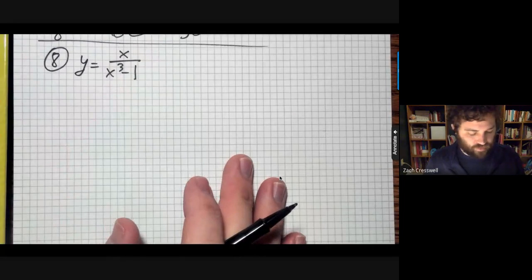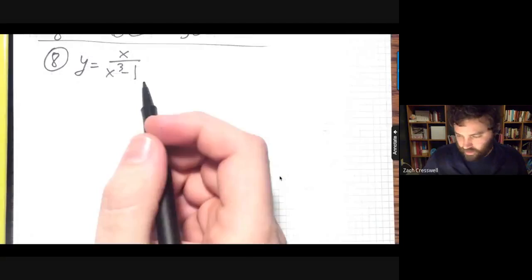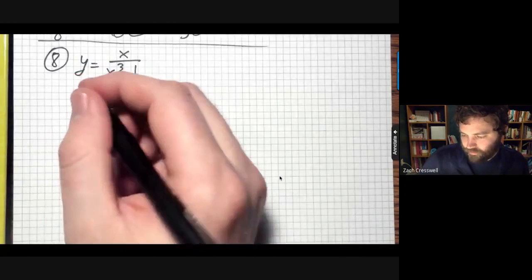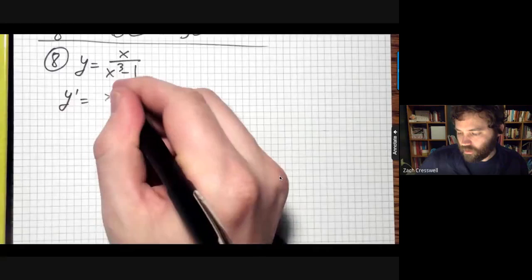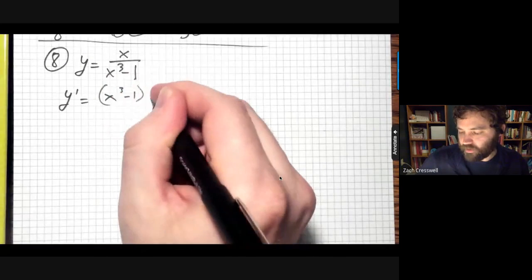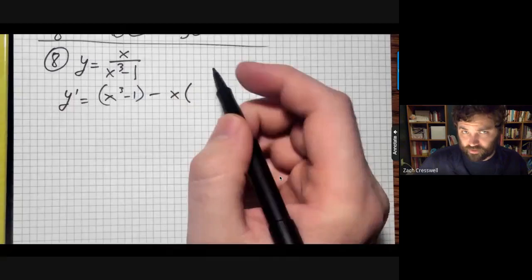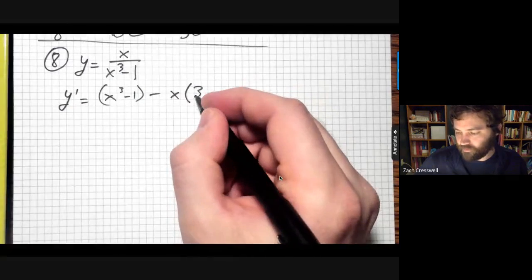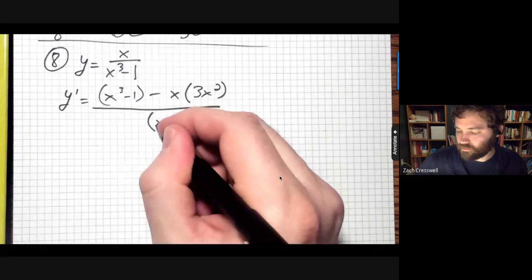And then to find all of this stuff, obviously we're going to have to find the first derivative and the second derivative. So let's just get right into it. So y prime is going to require the quotient rule, right? And so we'll take the bottom times the derivative of the top minus the top times the derivative of the bottom, which is going to be 3x squared, divided by the bottom squared.